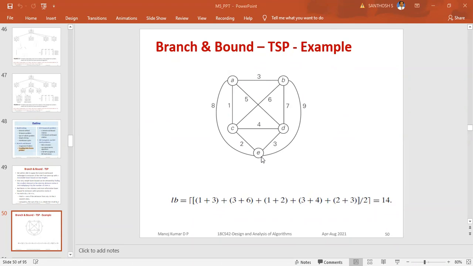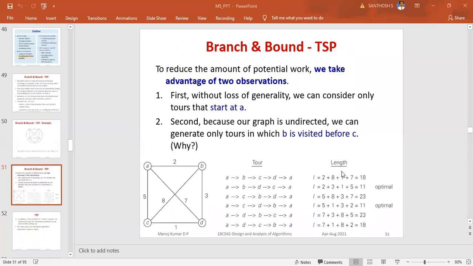Finally, coming to E. From E to C, the path is 2. From E to D, it is 3. From E to A, it is 8. From E to B, it is 9. So in that, which are the two smaller distances you have? E to C is 2 and E to D is 3. So 2 plus 3, and then everything you make by 2, divide by 2. So that will give you the lowest bound.